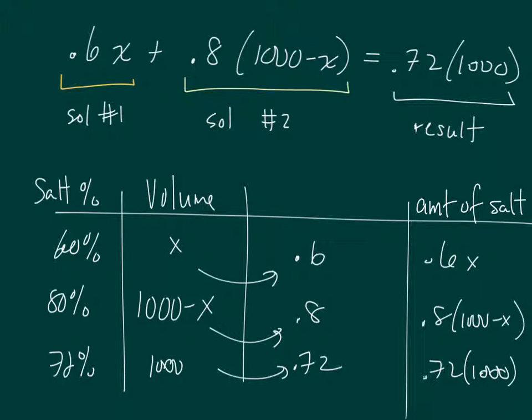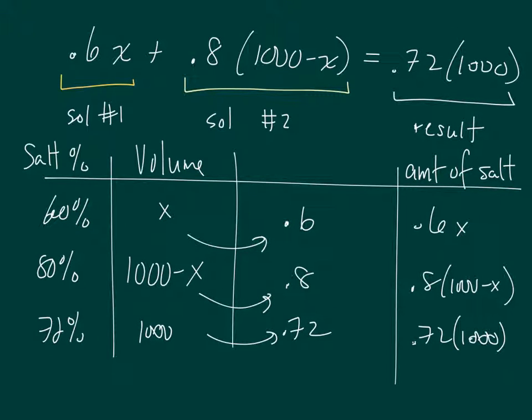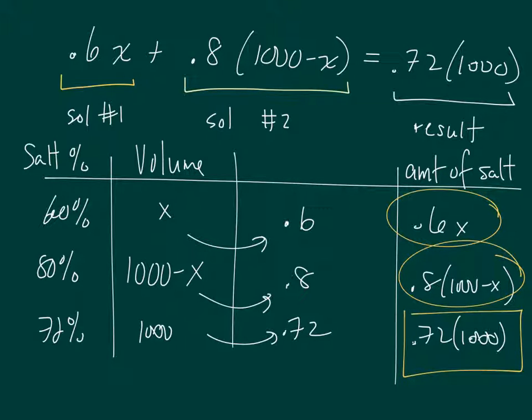Okay, this is the amount of salt physically present in the actual mixture: 0.6x plus 0.8 times 1,000 minus x. So we're going to add these two together and set it equal to this. And that's what this equation up top is giving us right here.